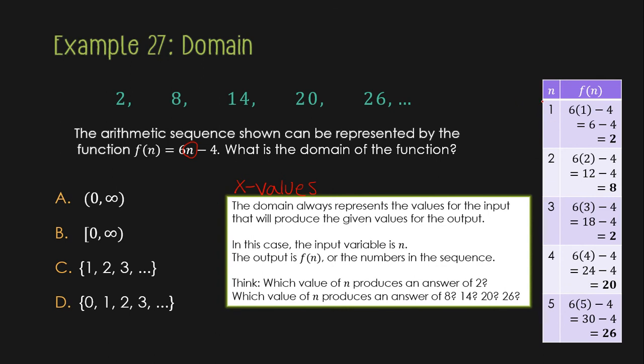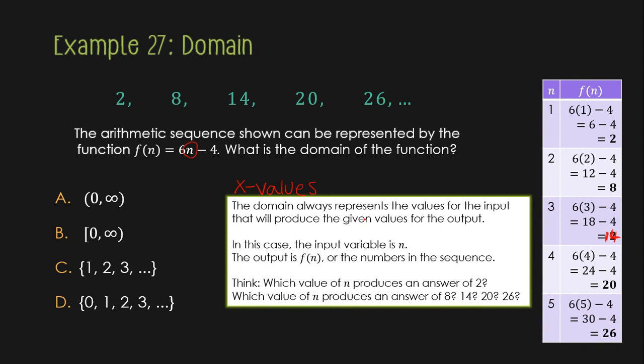If I take that first value and plug it into my function, I get 2. When I plug in 2, I get 8. When I plug in 3, I get 2. When I plug in 4, I get 20. This should not be 2. This should be 14. That is a typo. There we go. Because 18 minus 4 is 14, not 2. So that's where those values are coming from.